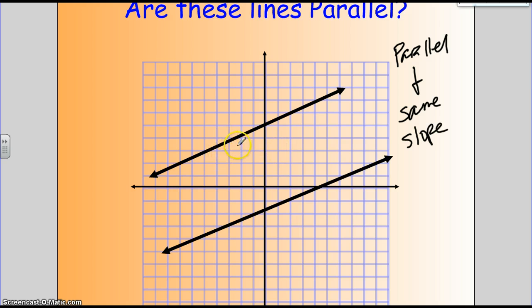So let's check. Here to here, I go up 3 over 4. From, let's pick an intersection, here to here. That looks like it's up 3 over 5. So they don't have the same slope, so they are not parallel. That's how you check.